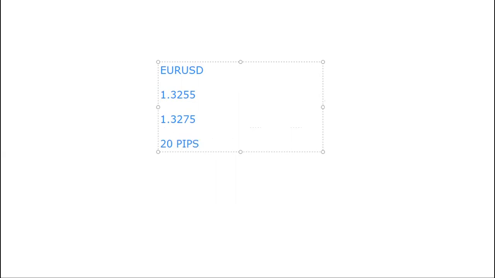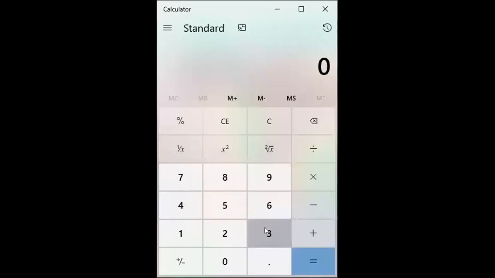Okay. You can also use calculator, you can calculate this better with calculator. So let me just bring out the calculator and let's use this to calculate that. So let's say that it moves from 1.32. You're not going to put the 1 before the decimal point. So let's say it moves from 1.3255 to 1.3275. Okay, 3275 minus 3255 equal to 20. So that means that it has moved in 20 pips. It has moved in terms of 20 pips.